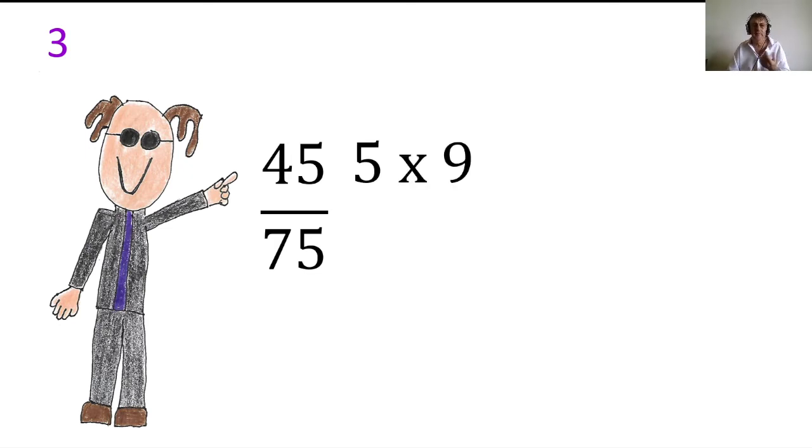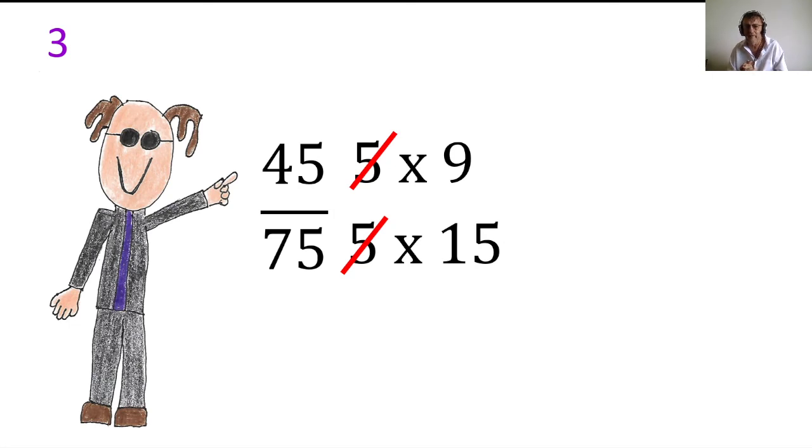Okay, so first of all, we need to factor 45 and 75. Both numbers end in 5, so we divide by 5. 45 divided by 5 equals 5 times 9. How about 75 divided by 5? Equals 5 times 15. Any common factors? Yes, of course, 5. So we cancel out both 5s.